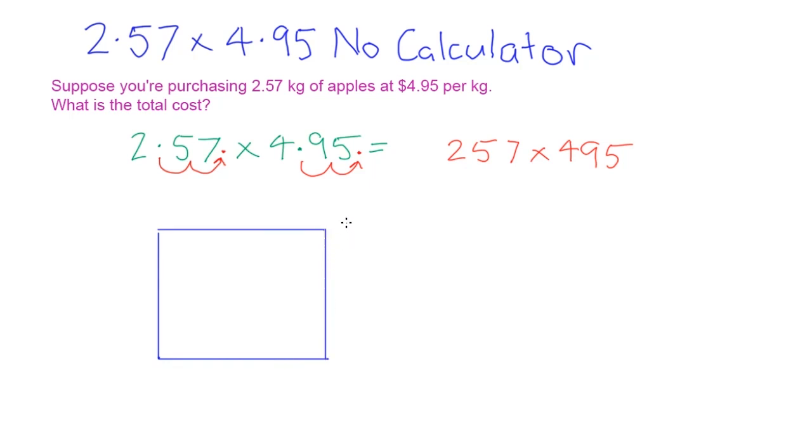I like to start by putting the numbers in first. So I'll put a 2, a 5, and a 7 for 257. And then I'll put a 4, a 9, and a 5 for 495. And then I can draw the columns for each of these digits and the rows for each of these digits. Let's start with the columns. And now we'll do the rows.